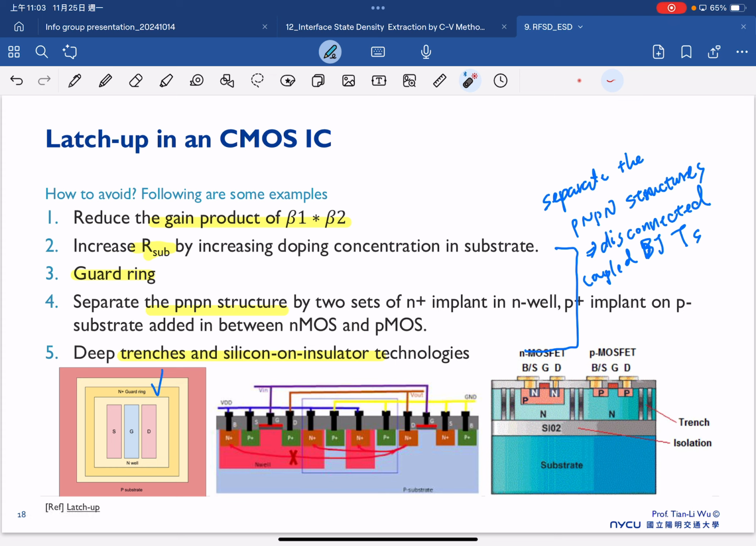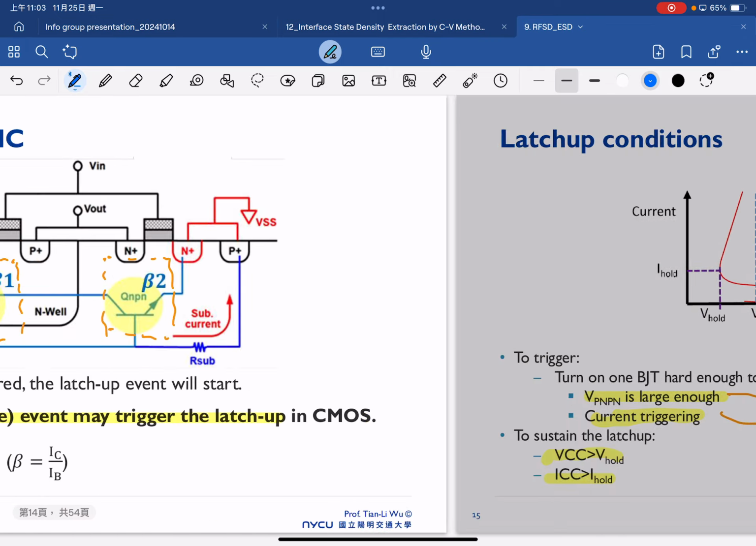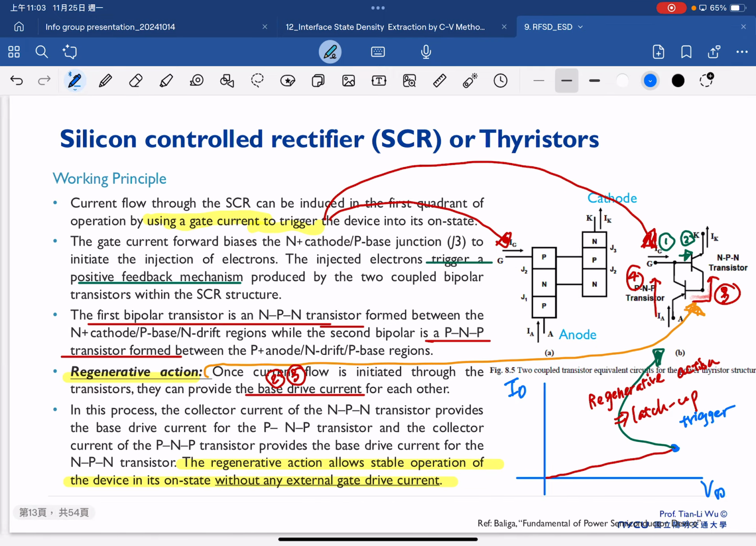Okay, I want to fix some errors here. I think the increased substrate resistance comes from decreasing the doping concentration. And the reason I think the increased substrate resistance can also avoid latch-up is because if you look at this circuit diagram here.